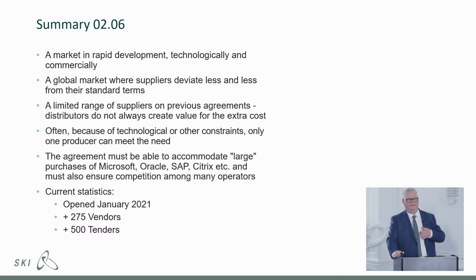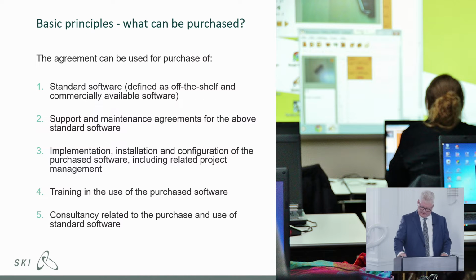So we have, as we speak, 275 vendors on this agreement. The customers have done a surplus of 500 tenders, and not all vendors have won anything, but a large proportion, around 100 vendors, have actually got contracts through this agreement. But let's dive into what we can actually buy in this agreement.